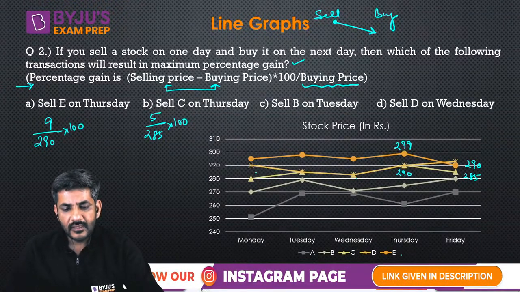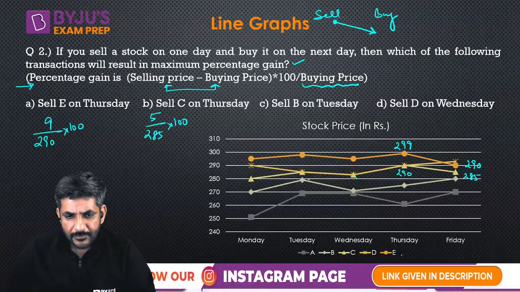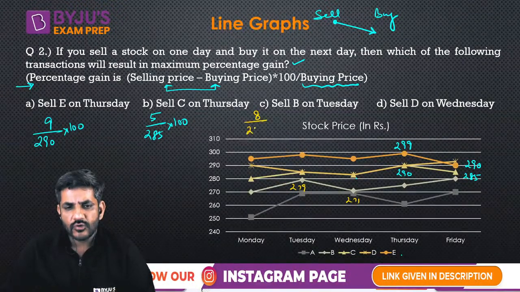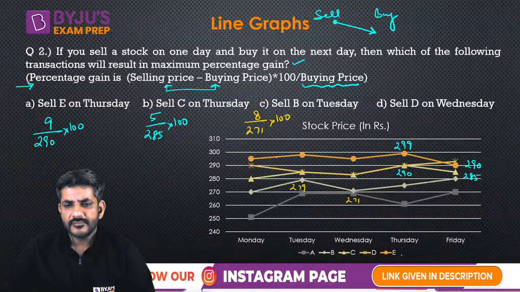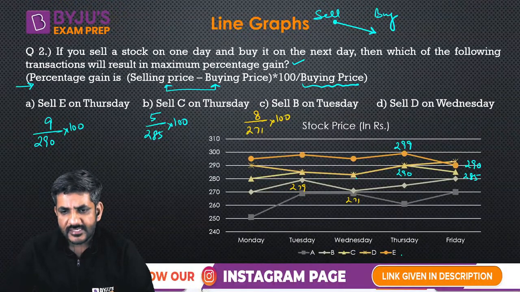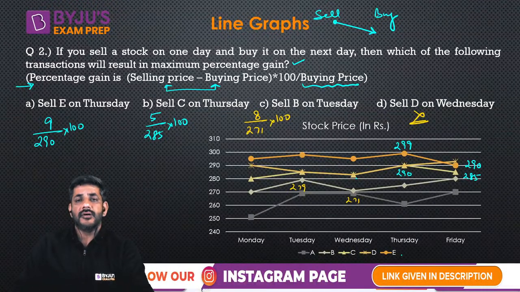Third, let's see. Third says sell B on Tuesday. If I sell B on Tuesday, that is a price of 279. Next day the price is 271. I have an increase of 8 rupees over 271 rupees. And lastly, sell D on Wednesday. If I sell D on Wednesday, that is a price of 290. Next day the price has increased, so here there is only a loss. So anyways, this cannot be my answer.